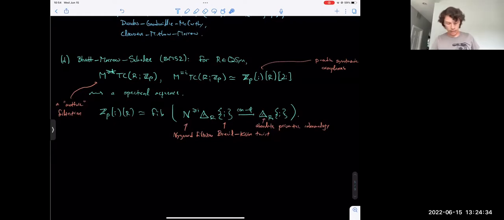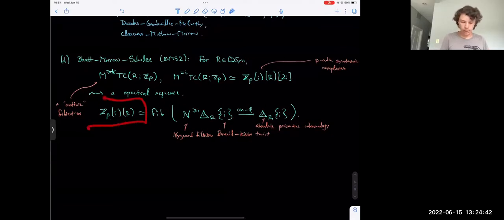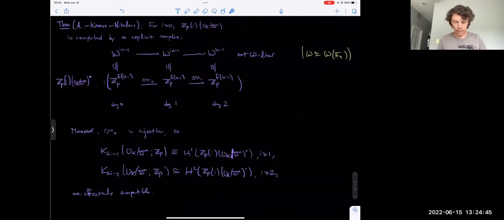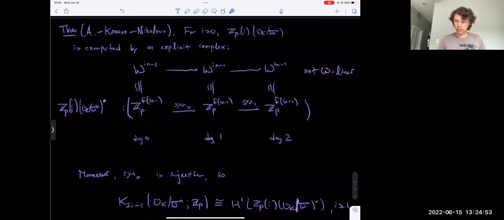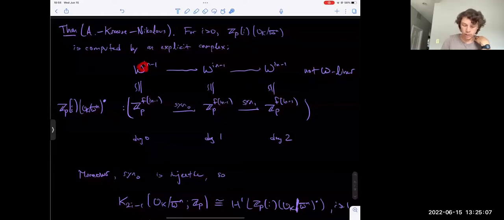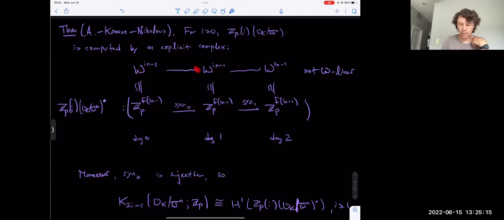So okay, that's a little bit about that background. And so now the goal is really to understand Z_p(i) of O_K mod π^n, and that's what we do in the next theorem. So this is our main theorem. It says that we can compute this weight i syntomic cohomology of O_K mod π^n by a specific complex. W refers to the Witt vectors of the residue field. And so it's this three-term complex with free modules over the Witt vectors of given rank, i times n minus 1. So that's this i and this n coming into play at that point.